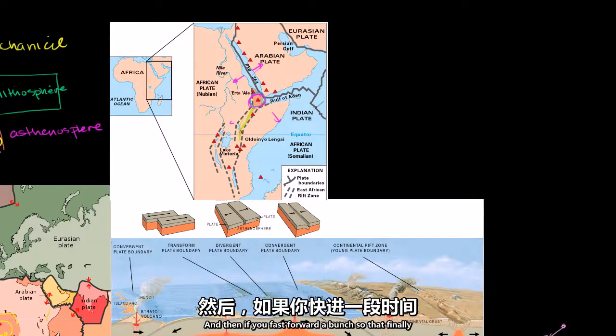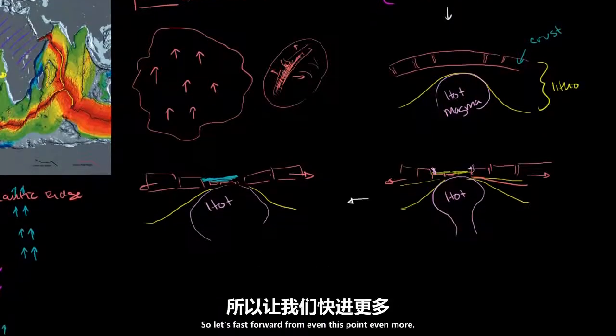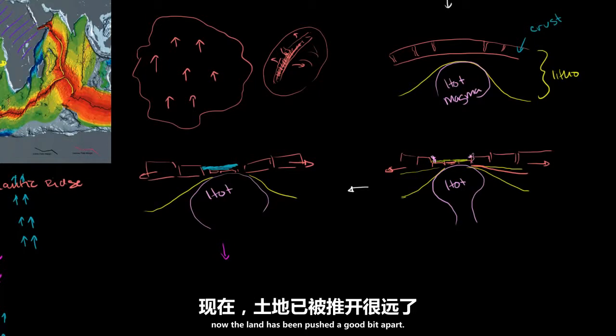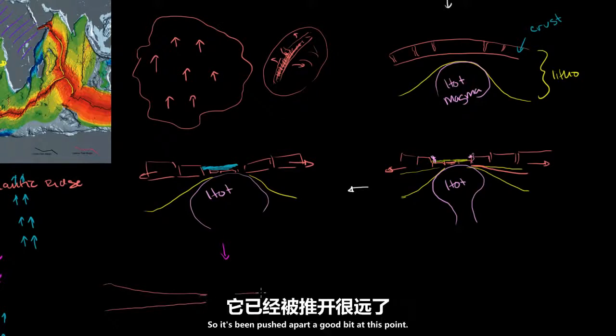And then if you fast forward a bunch, so that finally the magma can surface, let's fast forward from even this point even more. Let's say now the land has been pushed a good bit apart. Now the hot spot has surfaced. Now the crust might look something like this. So it's been pushed apart a good bit at this point.